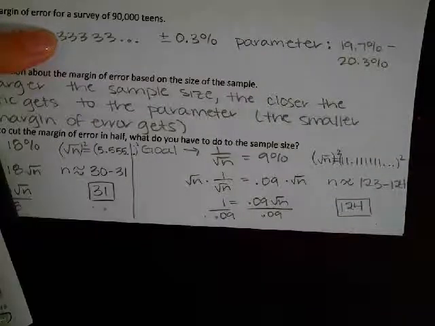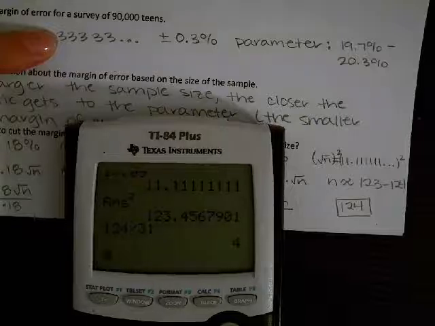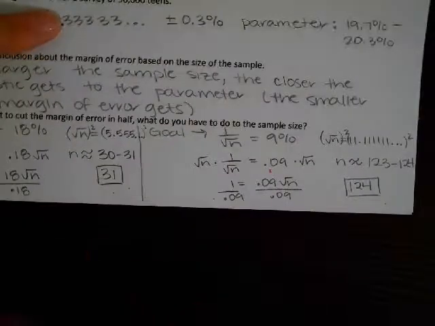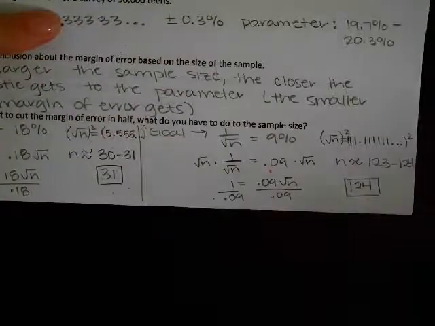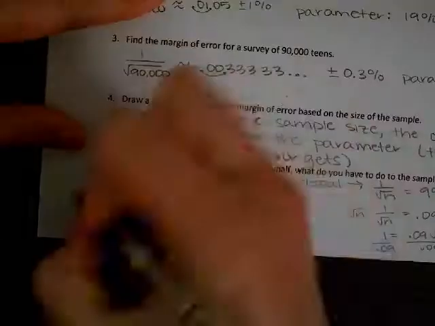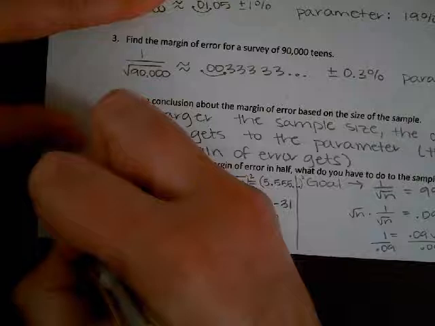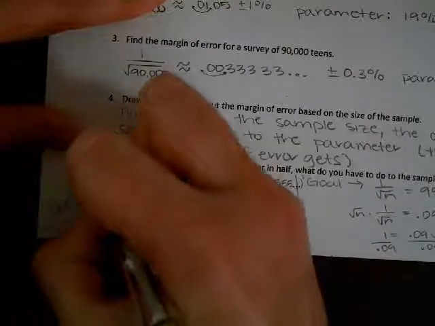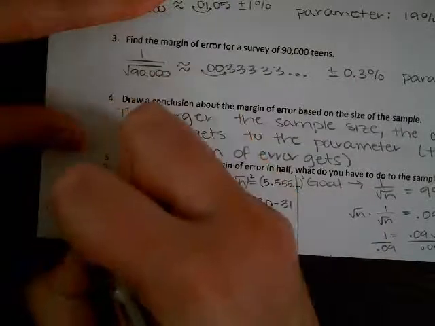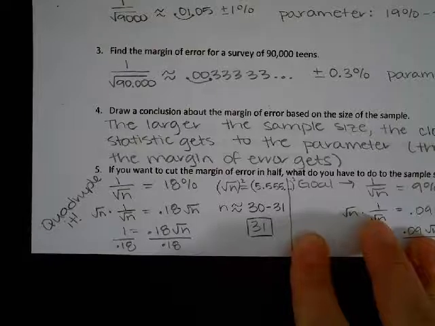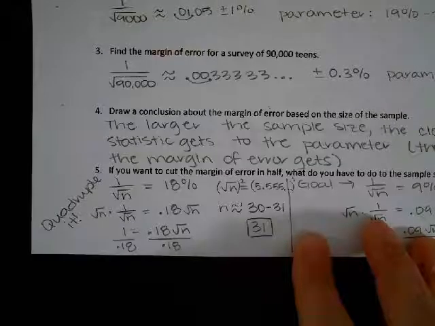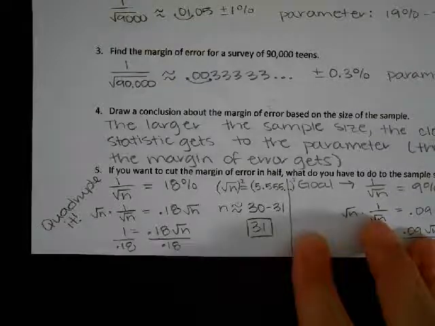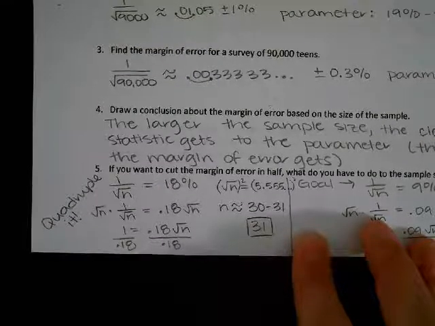124 divided by 31 is 4. So if you wanted to cut the margin of error in half, then you would need to quadruple your sample size. Quadruple your sample size if you want to cut the margin of error in half. So as you can imagine, if you wanted your margin of error to get a lot smaller, you would need a much bigger sample size.